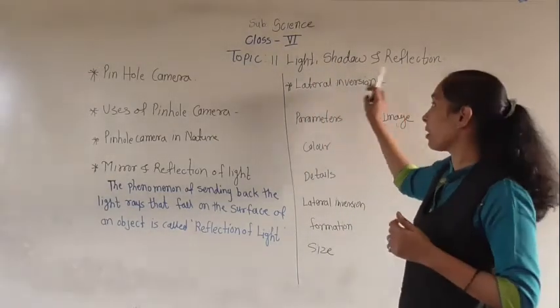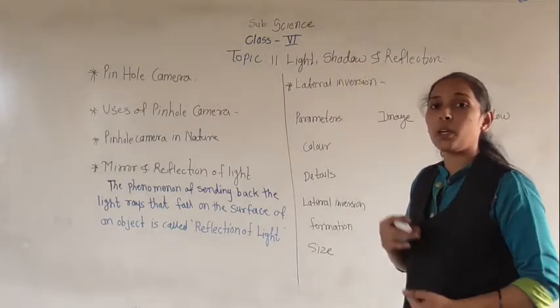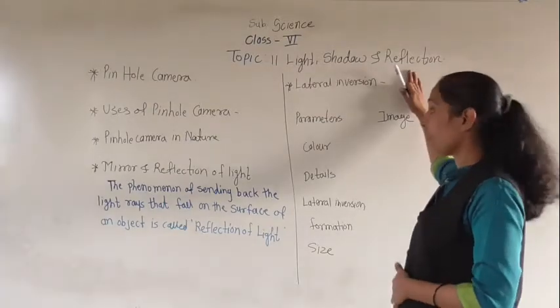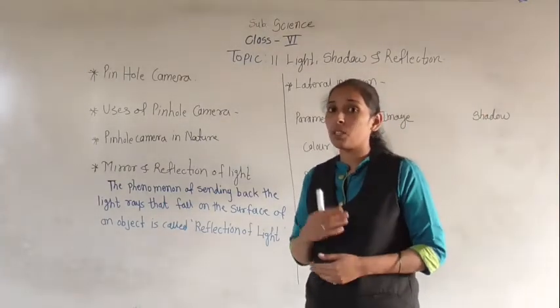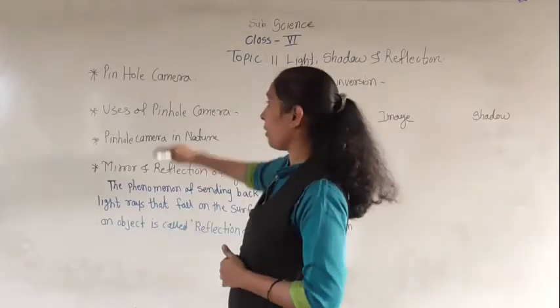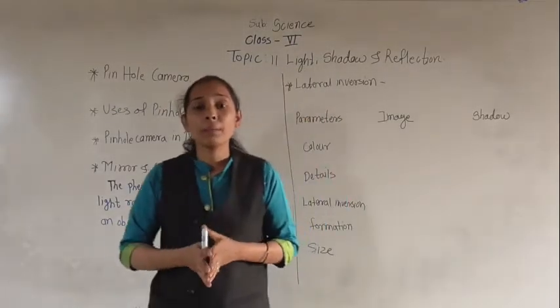So up till now we have discussed light, also we have discussed shadow, conditions of the shadow, characteristics of the shadow. So now we will move to reflection, okay. But before going to see the reflection, what is meant by reflection, one more very interesting point we are going to discuss, that is nothing but what? Pinhole camera, okay. So what is meant by the pinhole camera?